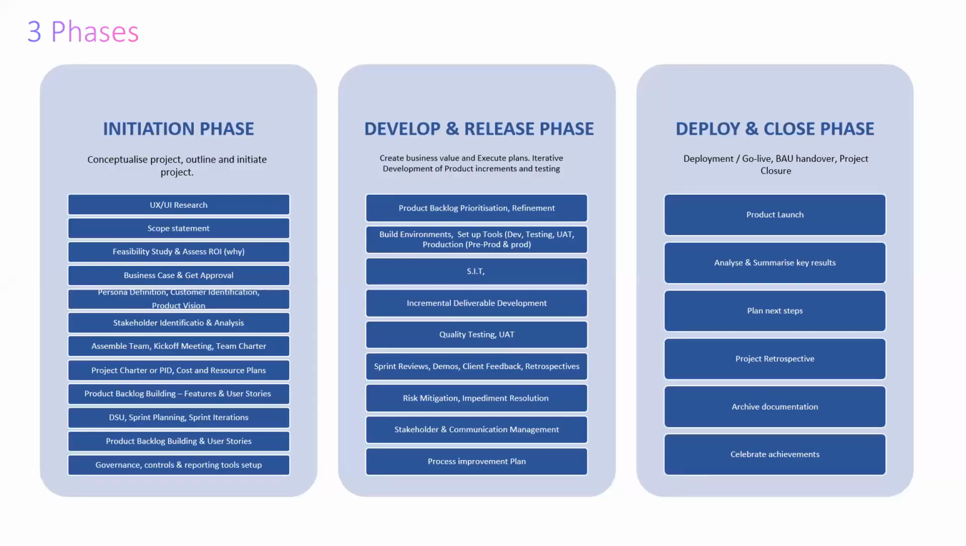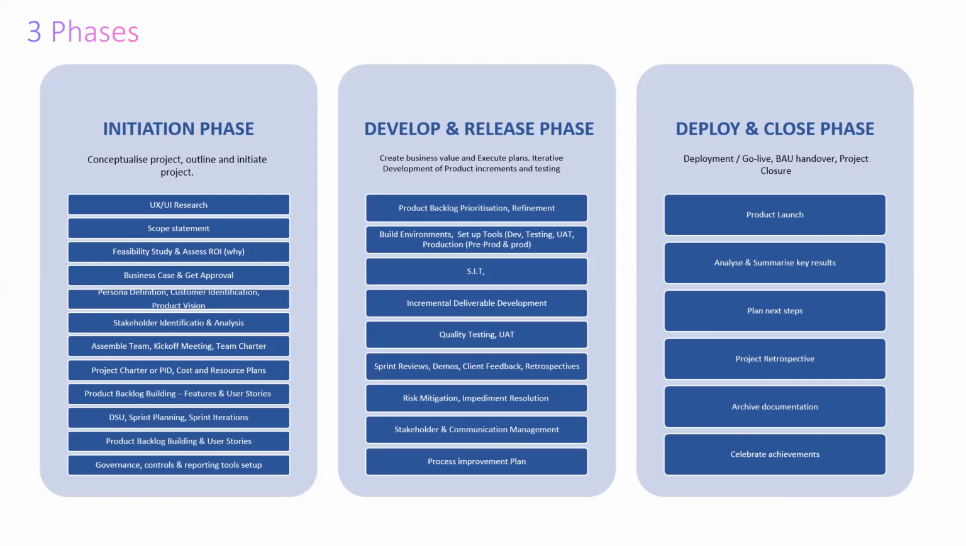Yeah, so the 3 stages. We have the initiation phase: scope statement, UX, UI research, feasibility study, business case, persona, stakeholder identification, assemble team, project charter, product backlog building, sprint planning, sprint iteration, product backlog building, we've repeated that, governance, controls, and reporting setup.